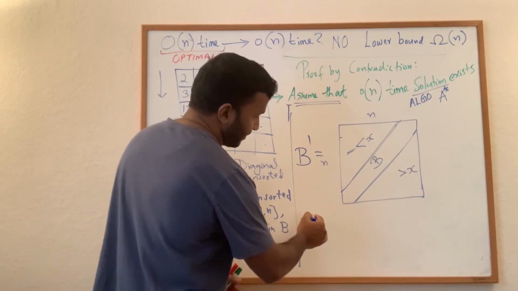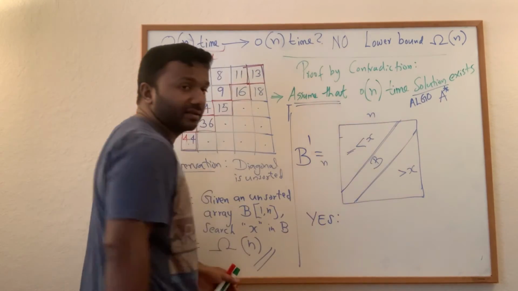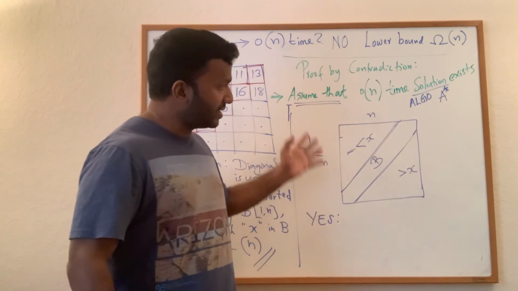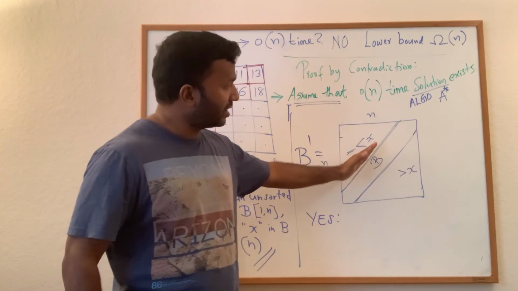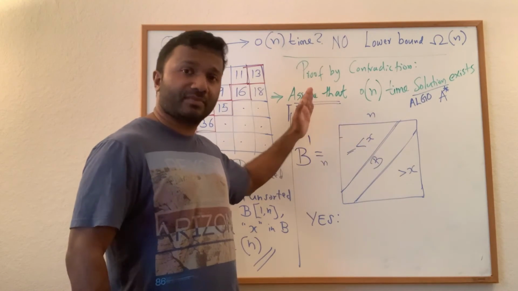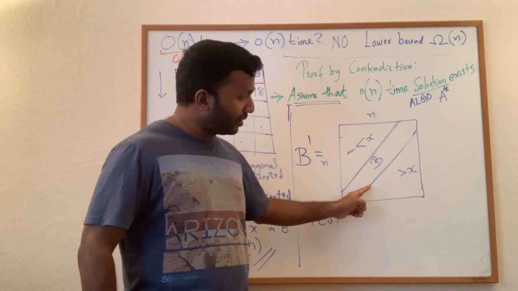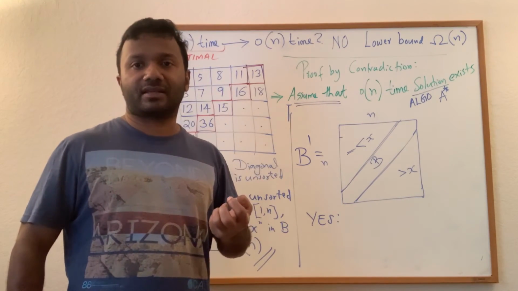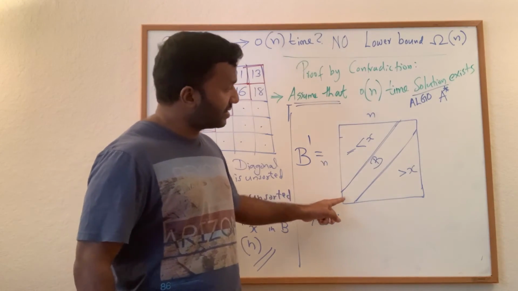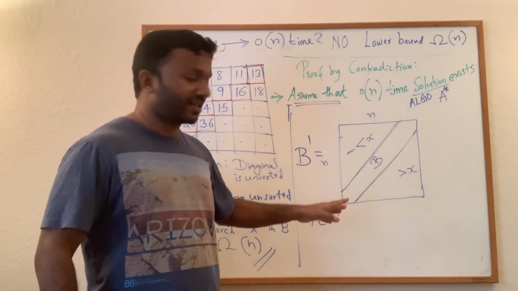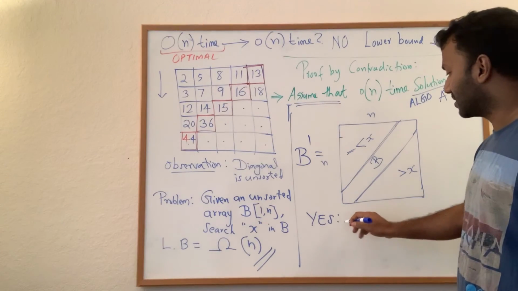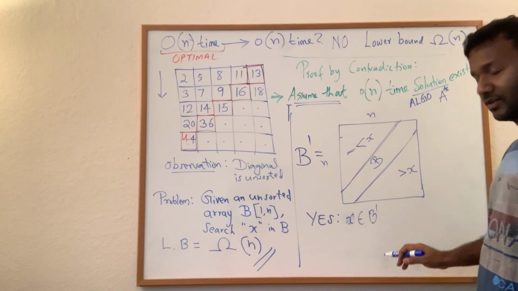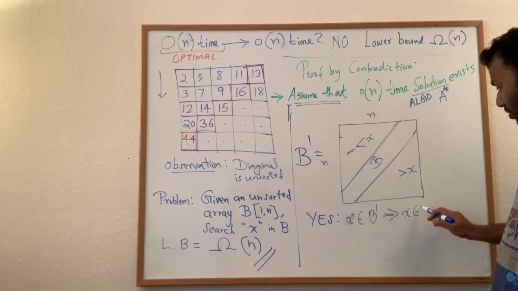If algorithm A star tells me yes, which means what? Which means the number x is there in this 2D array. And one thing I know is number x cannot be on this upper part because everything here is less than x. And similarly, number x cannot be on the bottom part because everything on the bottom part is more than x. So the only way number x exists in B dash is on this diagonal, which in turn means if the algorithm says yes, the number x belongs to B dash, which means x actually belongs to B.